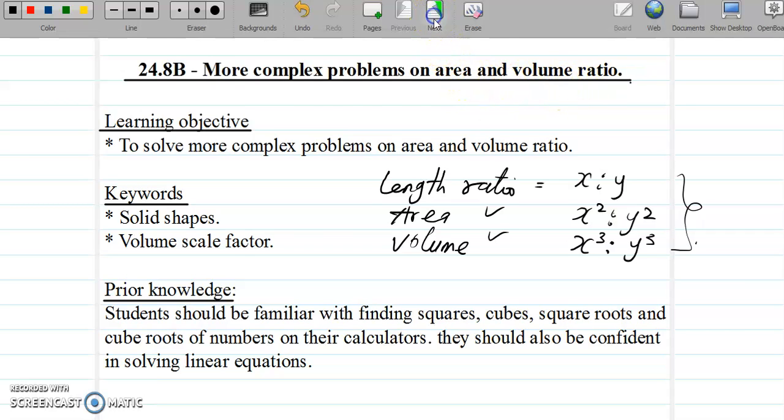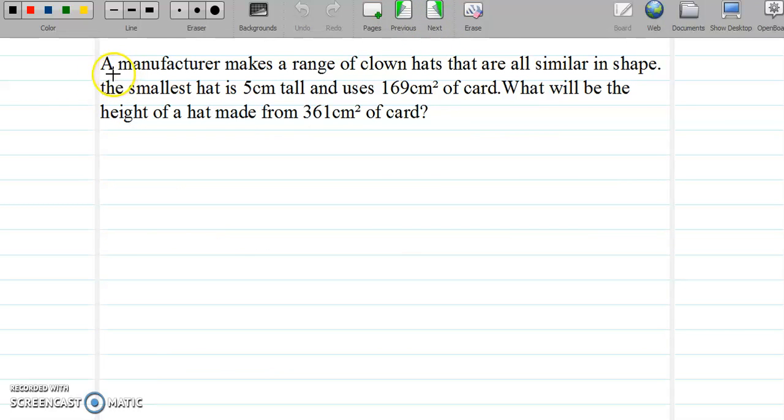Okay, now let's look at this problem here. It says a manufacturer makes a range of crown cards that are all similar in shape. The smallest card is 5 cm tall and uses 169 cm squared. So 169 cm squared means the area. What will be the height of the card made from 361 cm squared of a card?